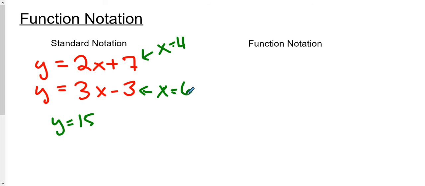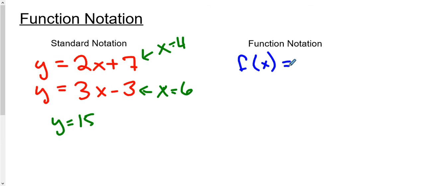So to get around this, we have function notation, which is a way to tell the difference between functions really easily, just by giving them names. Instead of just using the letter y, I give the function a name, and this name does two things. It helps me differentiate which function is which, and it helps me identify what the input is that I used. So the most common name for a function is f of x.